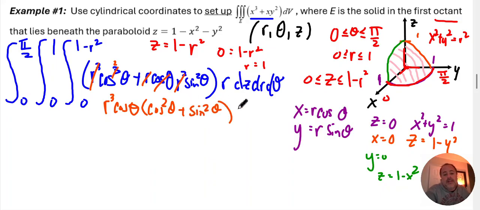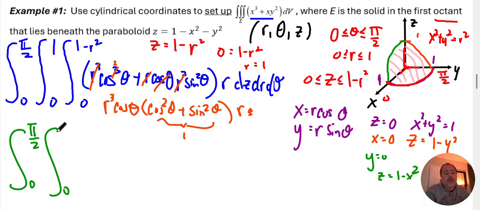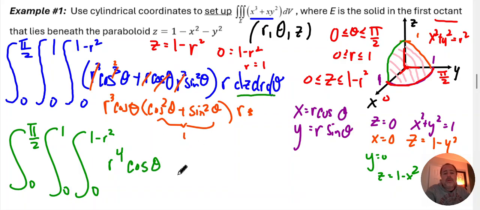So our favorite identity that we all know and love is that cosine squared theta plus sine squared theta is equal to 1. And we still have this one extra r here, right? So when I finally put our final answer to finish this problem, our theta is between 0 and pi over 2. Our radius is going to be from 0 to 1. Our z function is going to be from 0 to 1 minus r squared. And I've got r to the 4th times cosine theta. And then we're going to plop down our dz, dr, d theta.